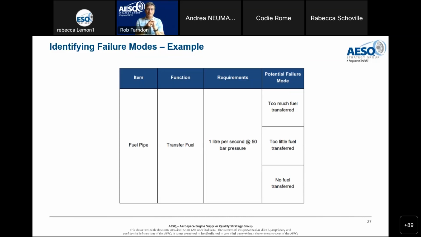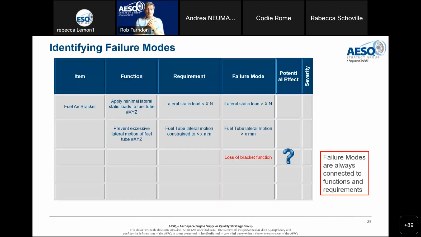Okay. And then some suggested potential failure modes. I deliver too much, I deliver too little, or I deliver none at all. Okay, that's all you need. It's purely a functional consideration at this stage, really. And then we build onto that. Okay, next slide, please.